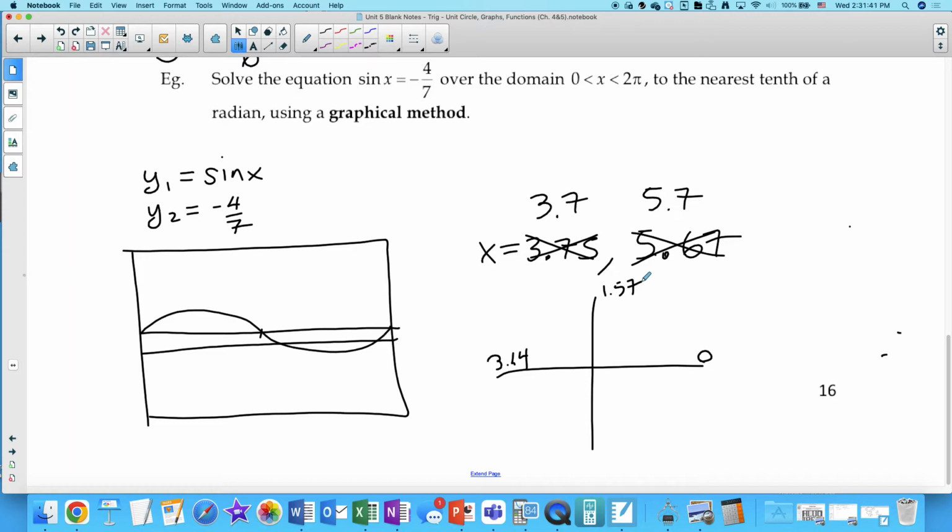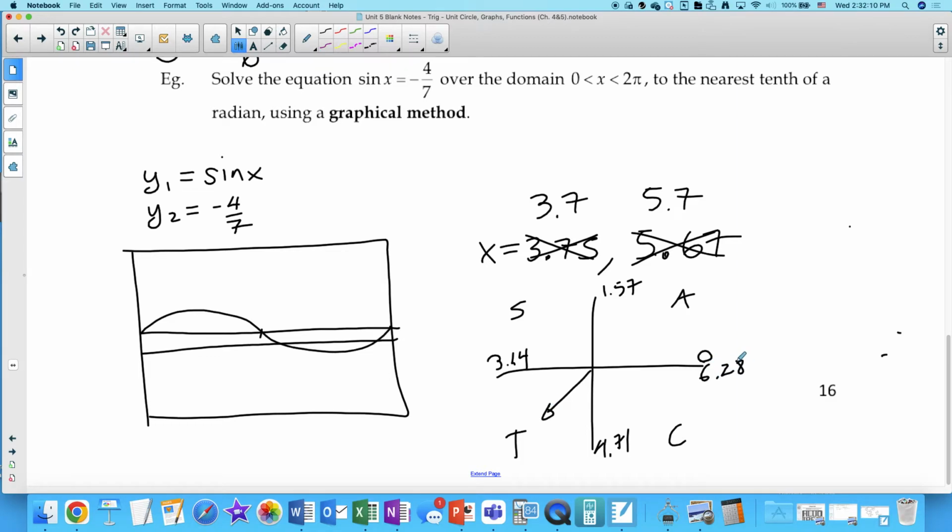Now, this sine ratio is negative, right? So if you think about CAST, the solution should be in quadrants 3 and 4. And that's exactly what we see. 3.7 is between 3.14 and 4.71. And then 5.7 is between 4.71 and 6.28. 2 pi is 6.28. 5.7 is in here. Okay? So it sort of agrees with what we've already done.